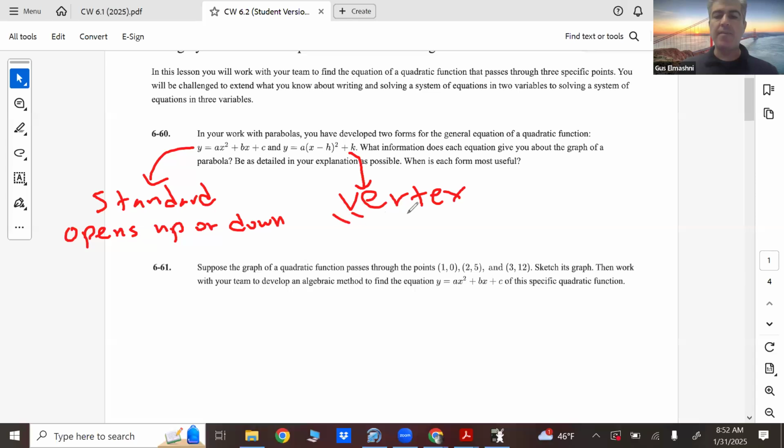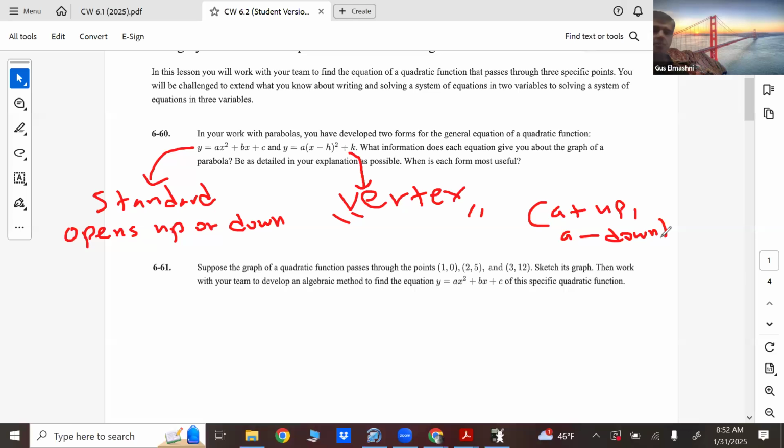And likewise over here, you have to focus on the letter A, right? Because if A is positive, we open up. If A is negative, we open down. So both forms can inform us of that, right? If A is positive in standard form, it opens up. If A is positive for the vertex form, same thing. If it's negative, they both open down. So these tell us the same thing.